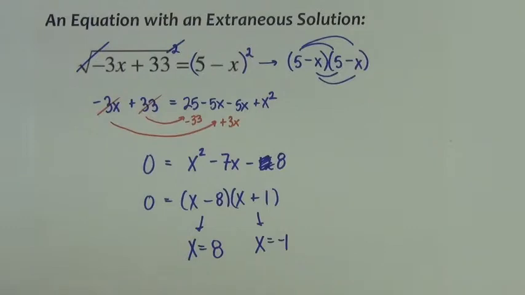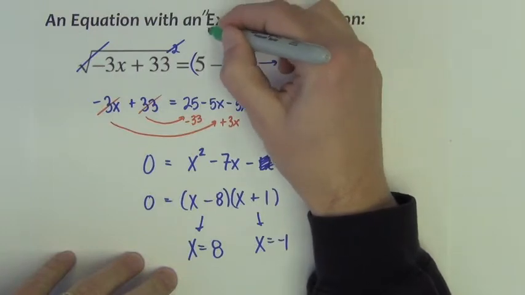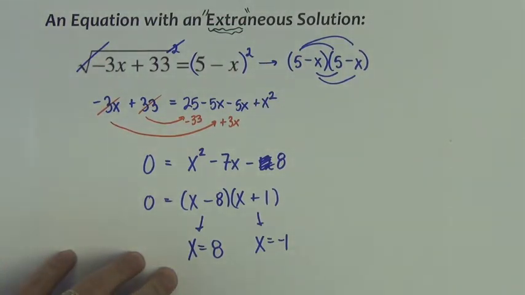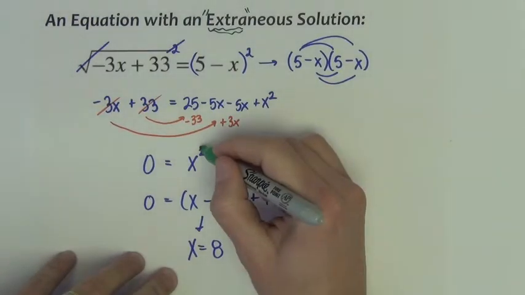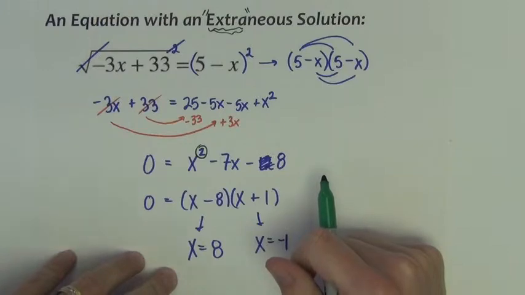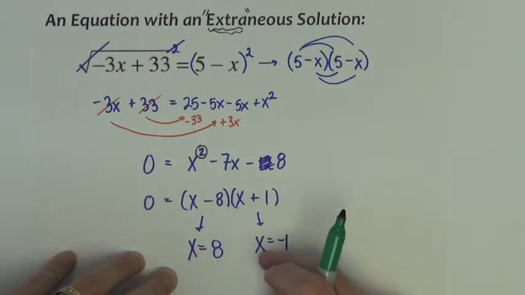Now go back and look at the title of this slide. It says an equation with an extraneous solution. We've seen that before when we solved rational equations. There may be an extra solution here. It happens often. You get extra solutions when you result in x squared equations. So I need to take these two answers and I need to substitute them in.